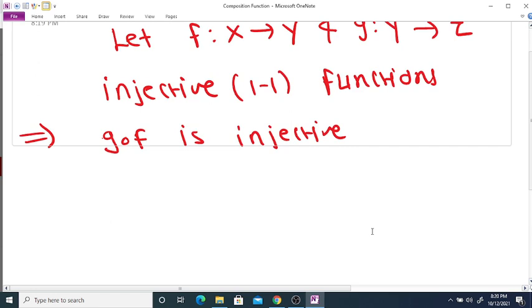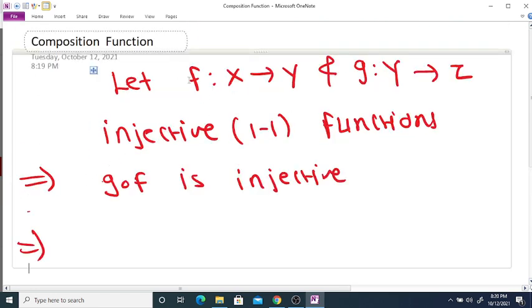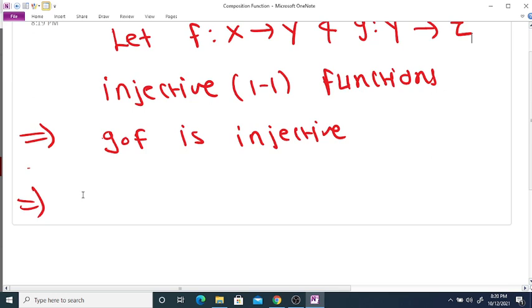So here, given f is a function from X to Y which is an injective function, and g is a function from Y to Z which is an injective function, and we want to show that the composition function is an injective function.